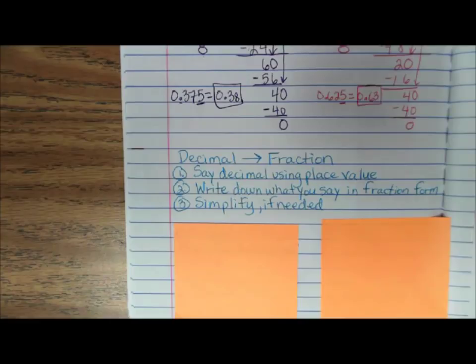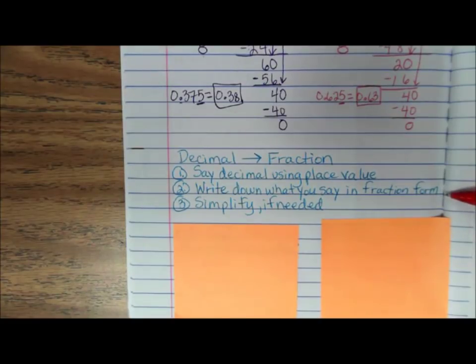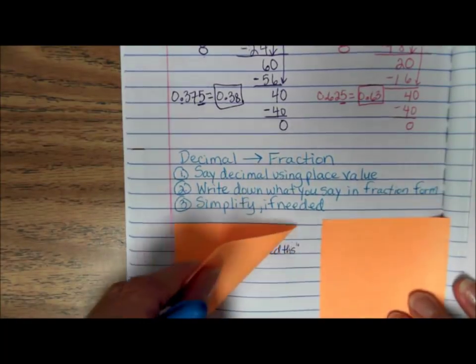Okay, so step 1, say the decimal using place value. Step 2, write down what you say in fraction form. And step 3, simplify if needed. All right, well, let's look at an example here.